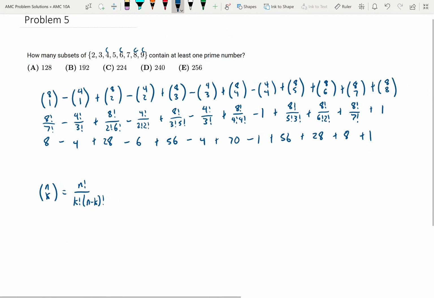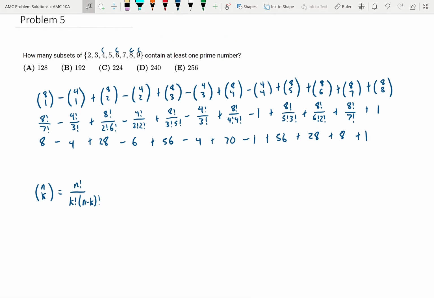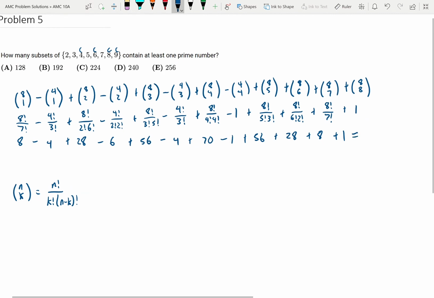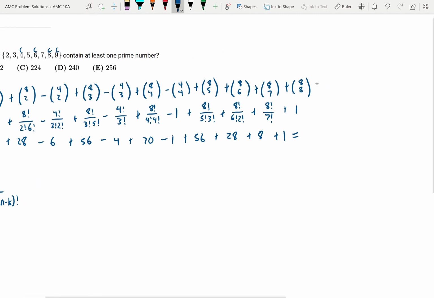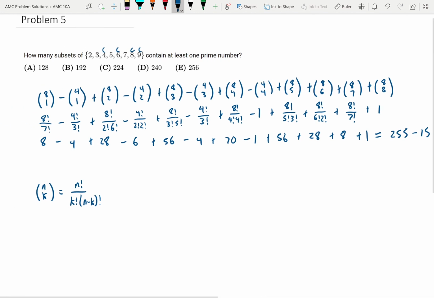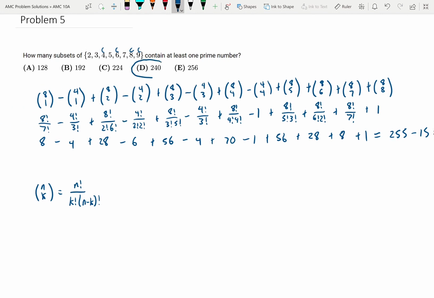Okay. So if I add all of that together, if I add all the positive numbers together, I'm going to get 255. Add all the negatives, minus 15, so I get 240. And that is the answer. So it is D. You can make 240 subsets that contain at least one prime number.